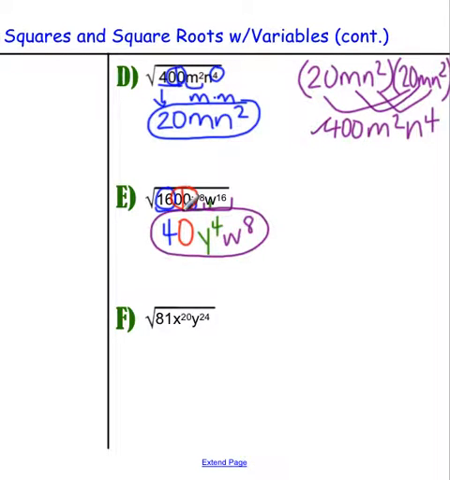And then our last example is the square root of 81 x to the 20th y to the 24th. I know that the square root of 81 is 9, because 9 times 9 is 81. X to the 20th, I know that the square root of that is x to the 10th, because half of 20 is 10. And y to the 24th, the square root of that is y to the 12th, because half of 24 is 12.